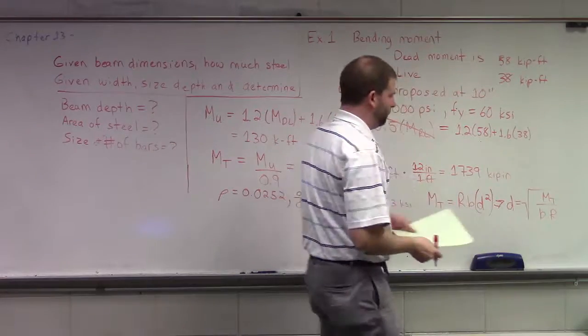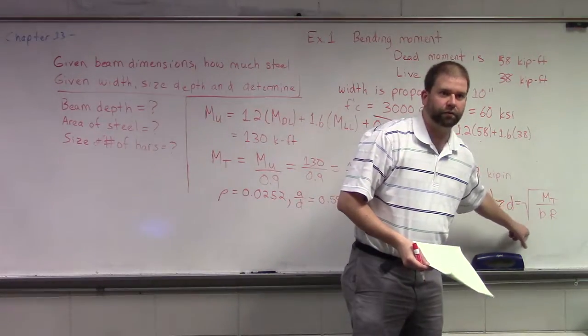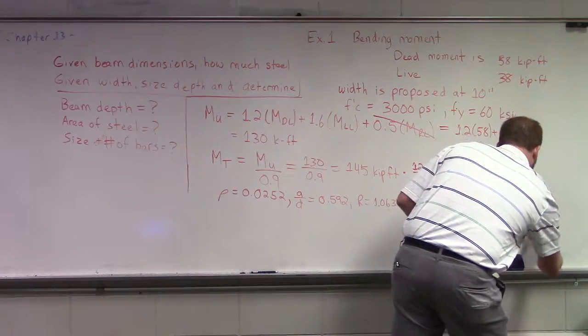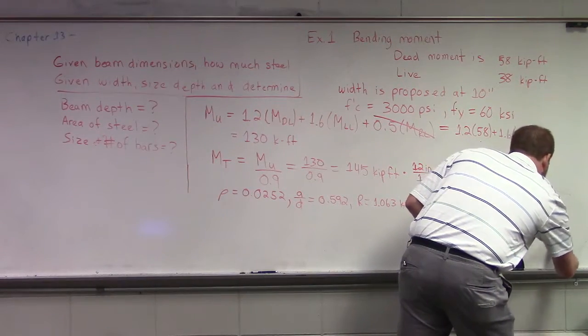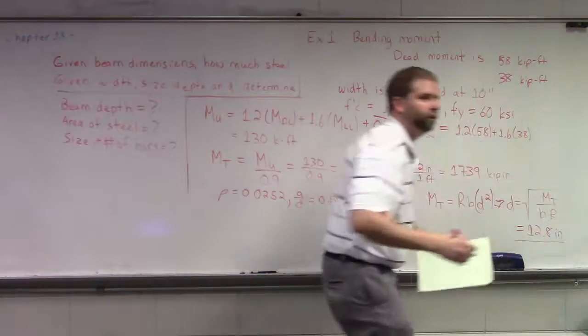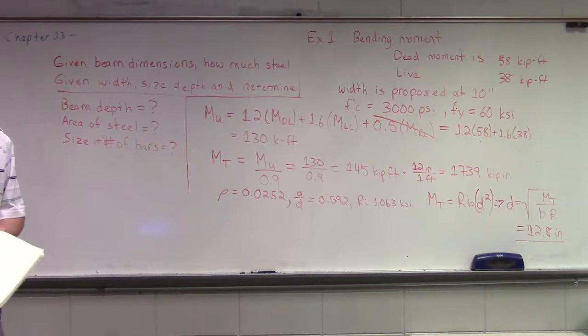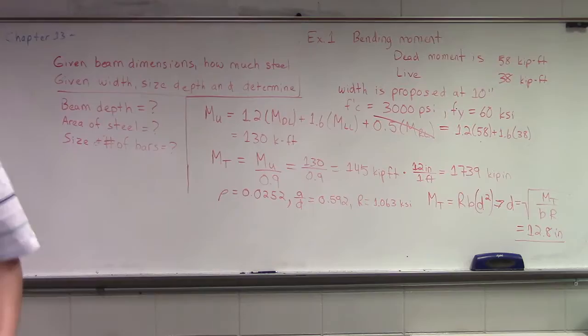But remember that you know these three values, right? So you can figure out the depth of your beam. Your depth of your beam is going to be 12.8 inches. So D equals 12.8. We'll pick up there on Tuesday.